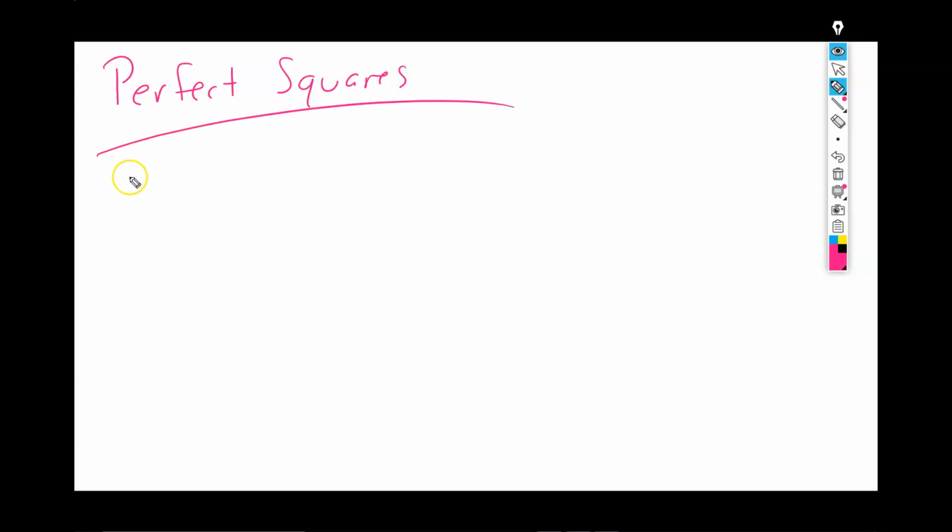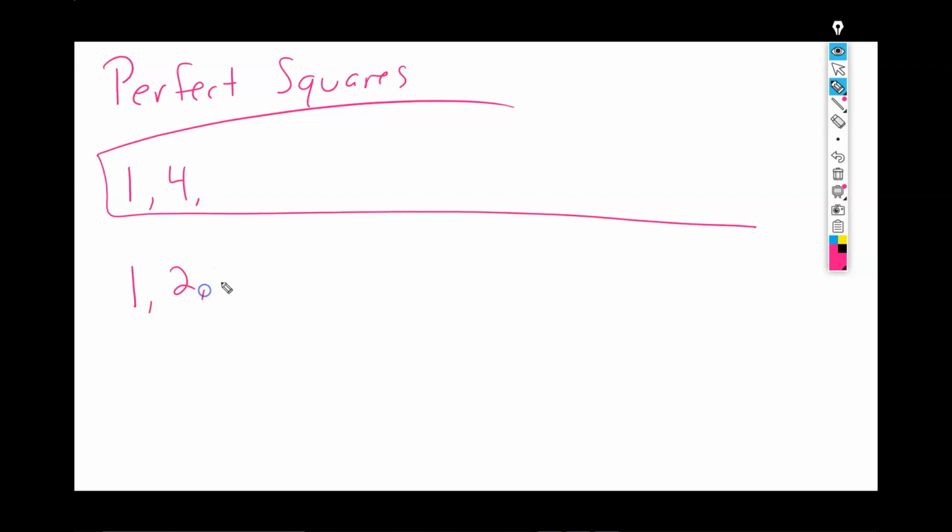I wanted to take a minute and talk about perfect squares. Start with the number 1. 1 is a perfect square. And the reason it's perfect is because you can do 1 times 1 and it gives you 1. The next perfect square is 4. 2 times 2 gives you 4. So these are your perfect squares. I'm going to list them over here.